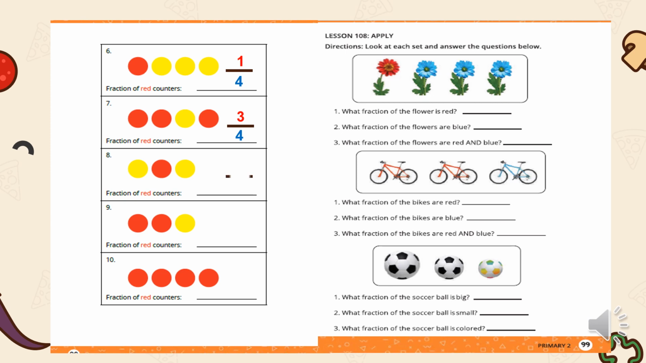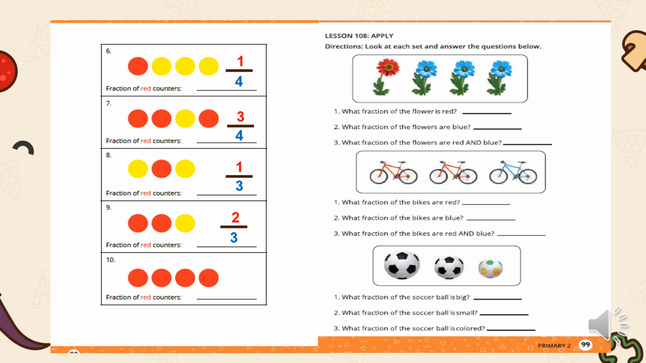In number 8, the total parts are 3. How many red? Just 1. So the fraction is 1 over 3. In number 9, the total are 3. How many red? They are 2. So the fraction is 2 over 3.